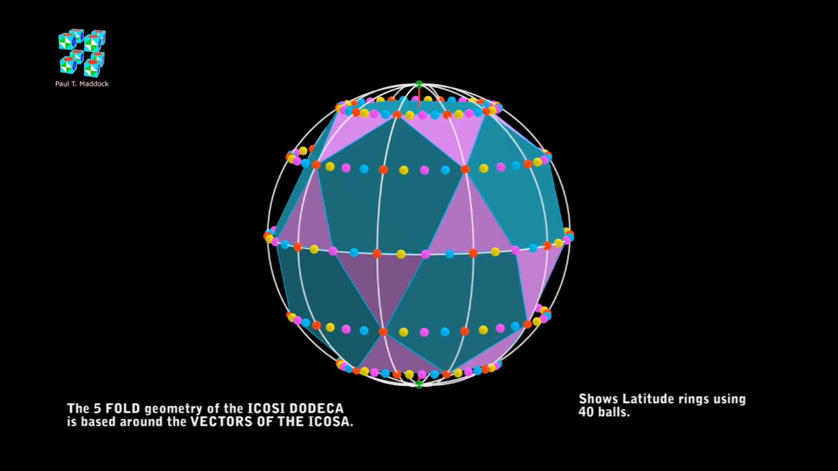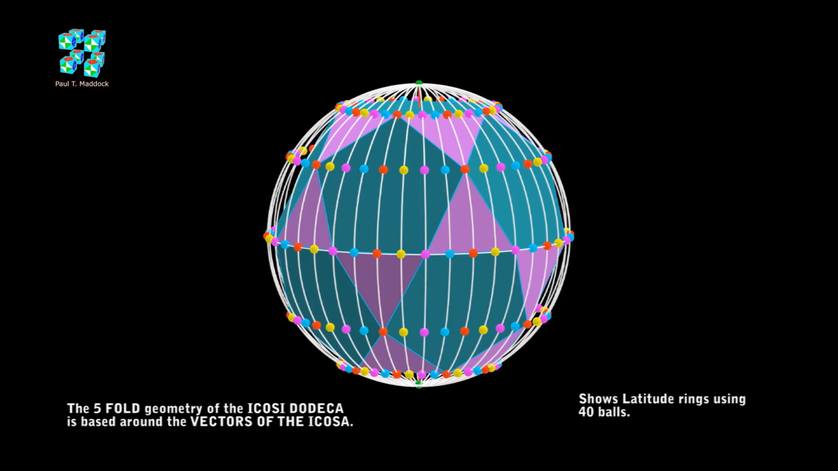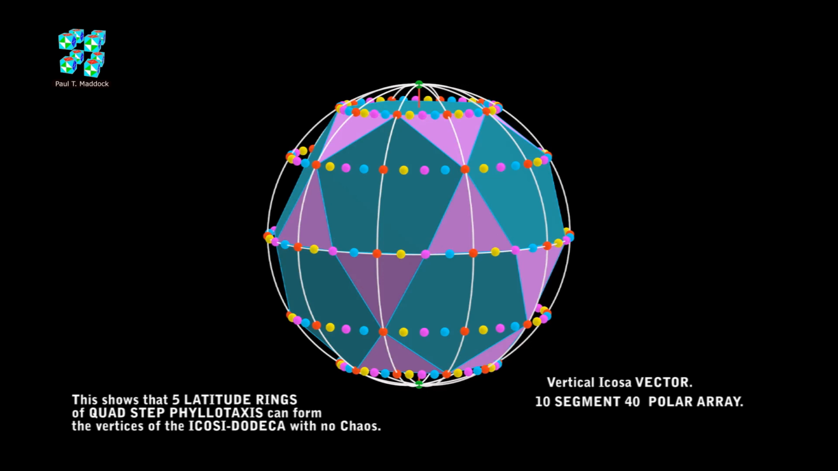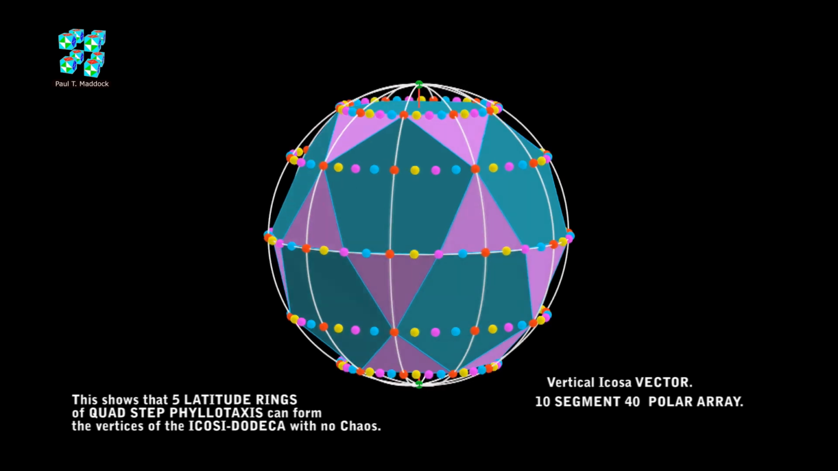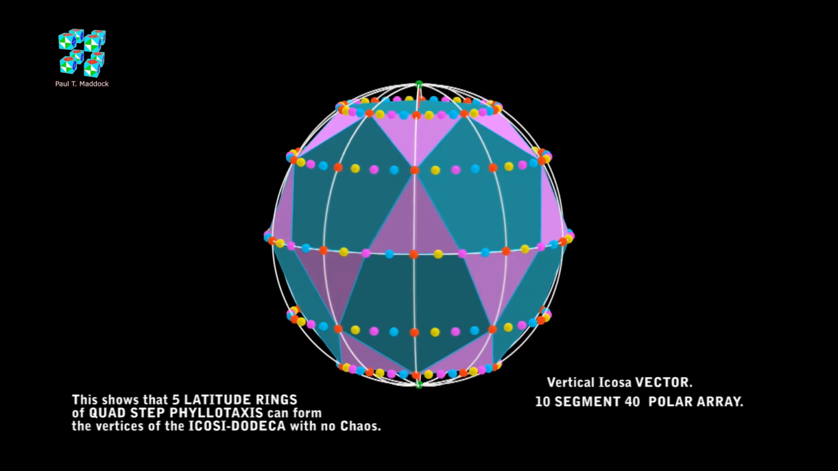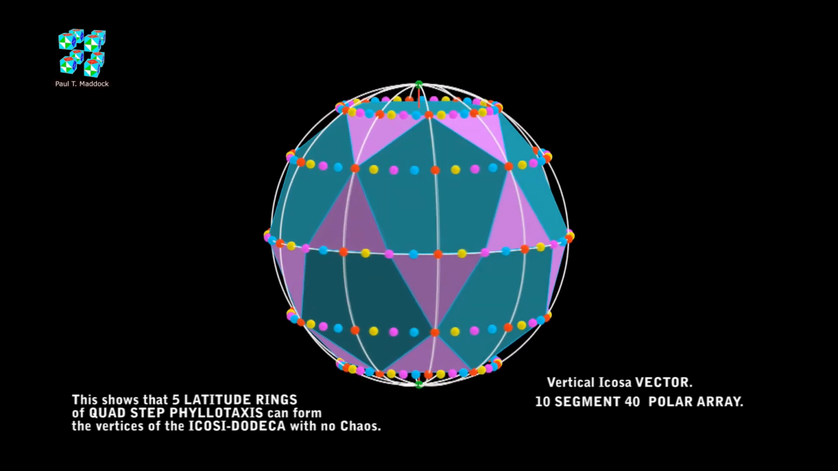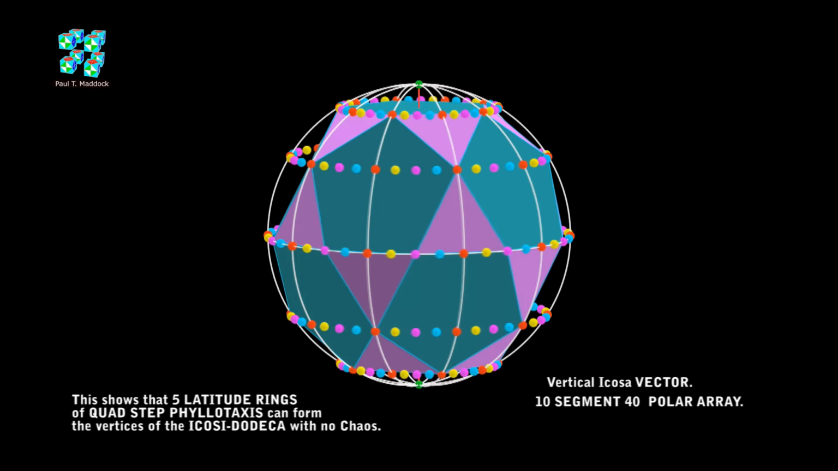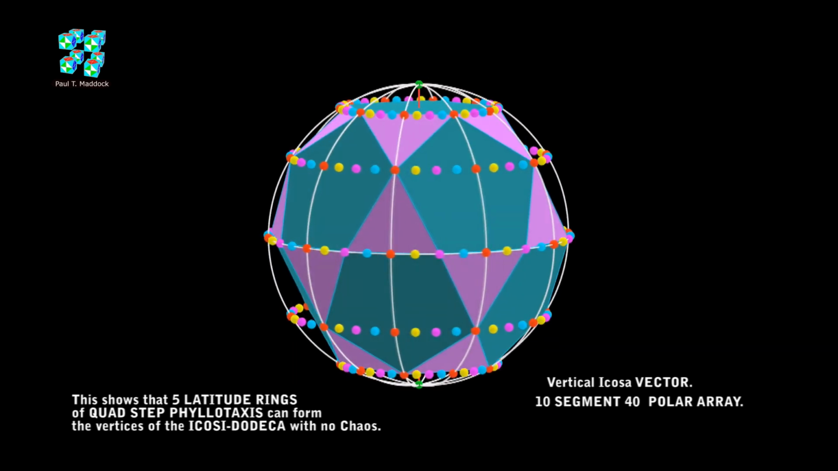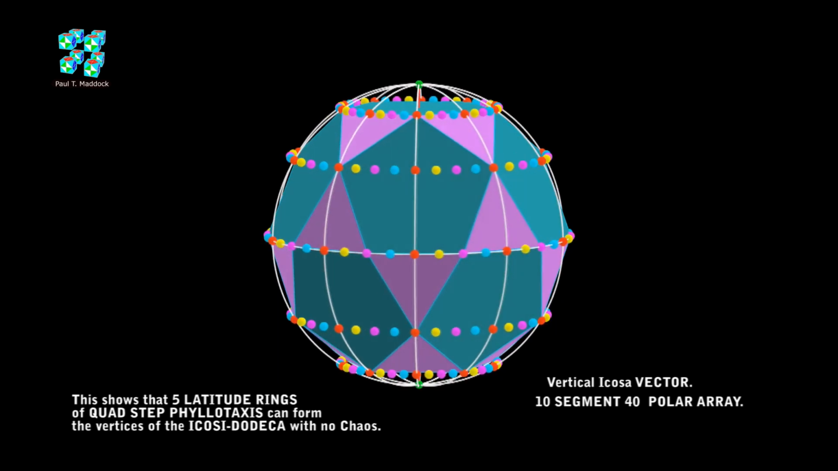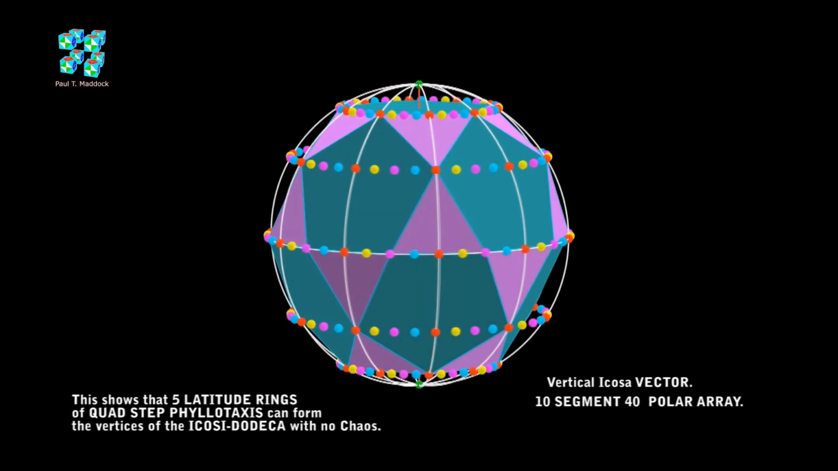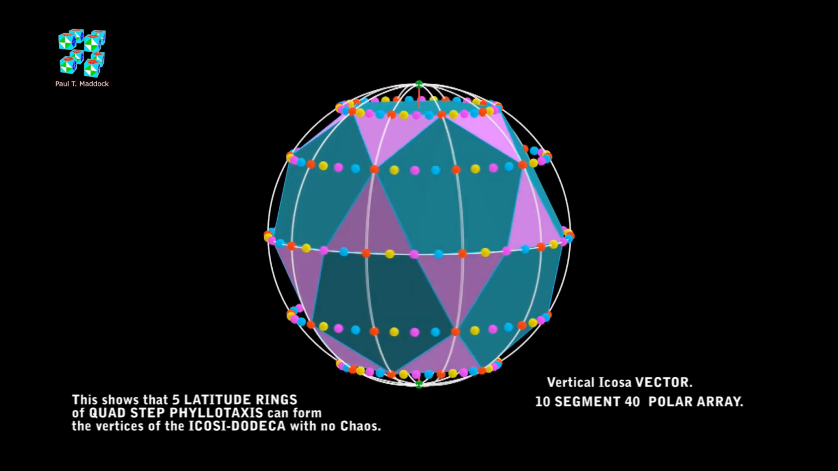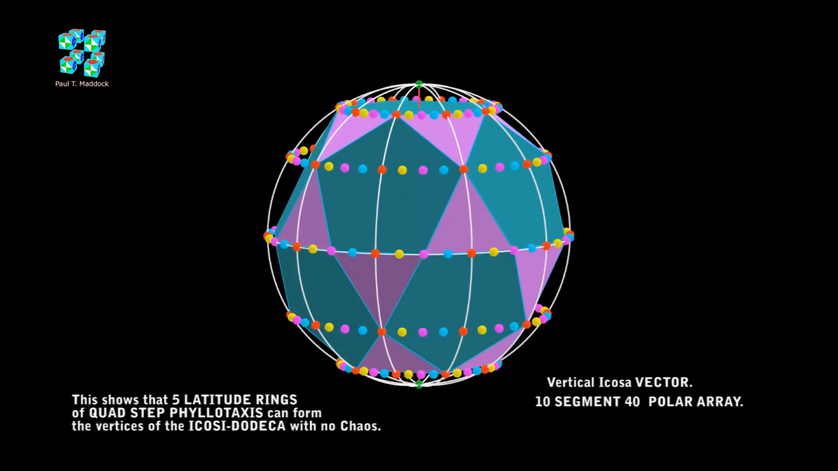Now the arcs can go to 40 segments also. But I'm going to take it back to the 8 segment. And we're going to rotate this around for a look. So now you can see in front of you that we have quad step Phyllotaxis. Now in front of you, you can see 4 latitude rings, and we have a polar array of 40 4-colored balls. Now these colored balls can be arranged in 10 segments, so this is basically a 5-fold system.